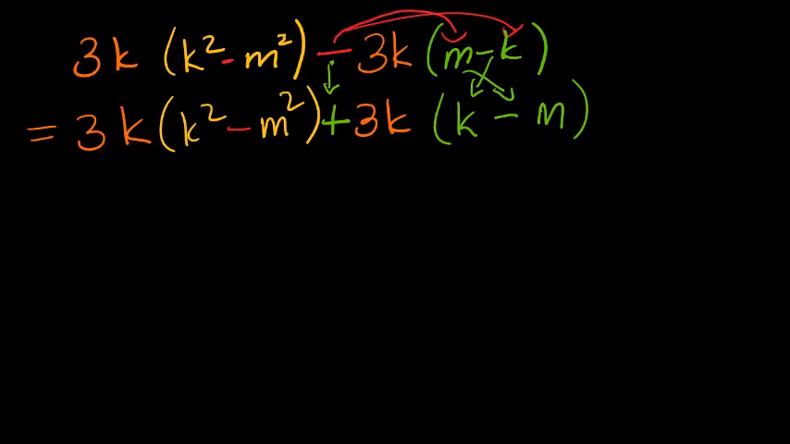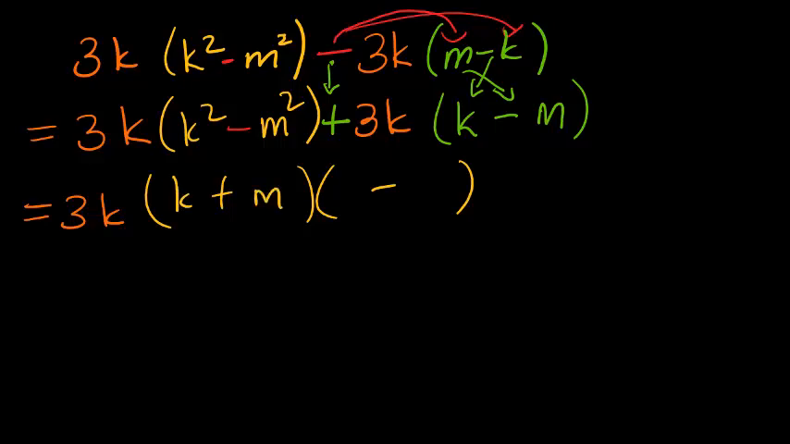I'm going to work on my yellow bracket next, and I'm going to work on the difference of squares. So I'm keeping my 3k. My difference of squares is going to be two brackets, and one is positive and one is negative. And that is going to be k plus m, k minus m. Next, I'm going to say plus 3k, and I've got k minus m.